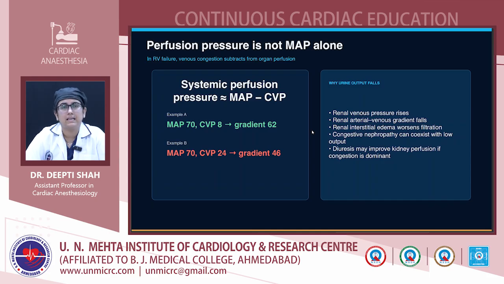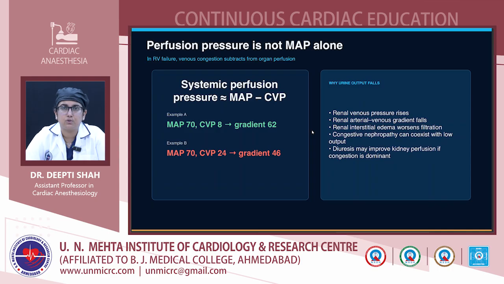For example, if a mean pressure of 70 is there while the CVP is 8, the gradient is around 62, thus organ perfusion is maintained. However, if such a patient has a CVP of 24, the gradient is reduced and hence organ perfusion is reduced. For the kidney, for example, the renal arterial-venous gradient falls, which will result in interstitial edema and worsen filtration.